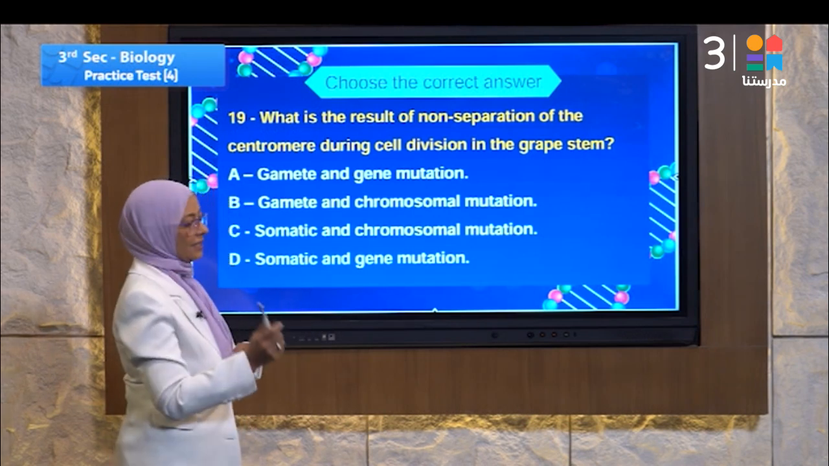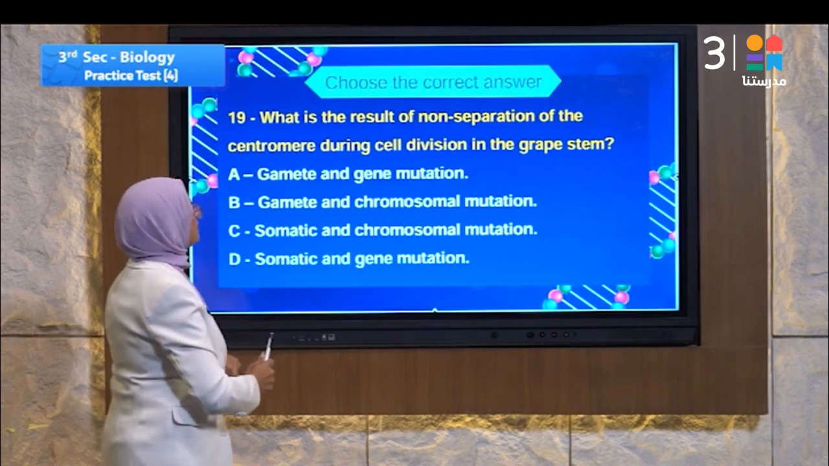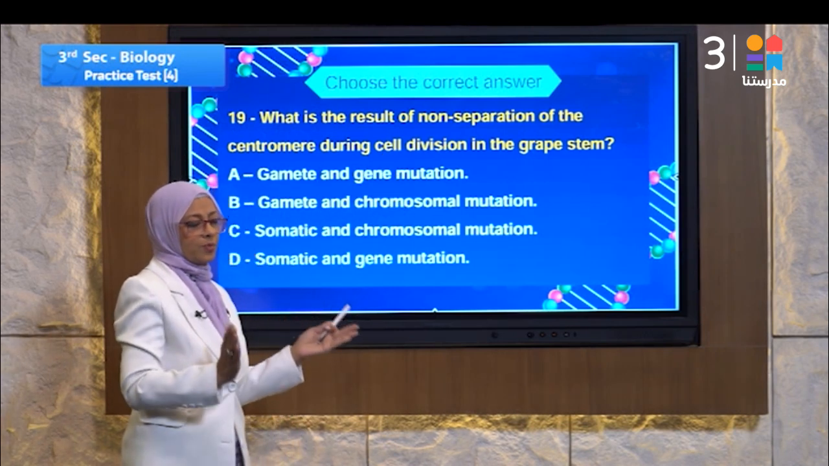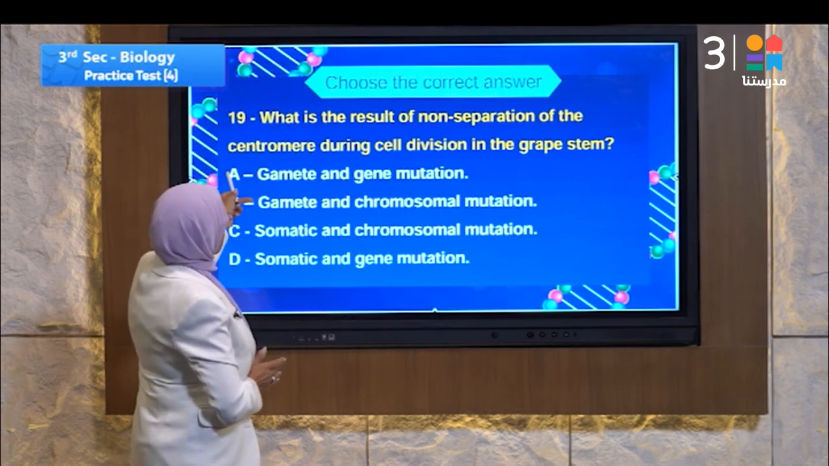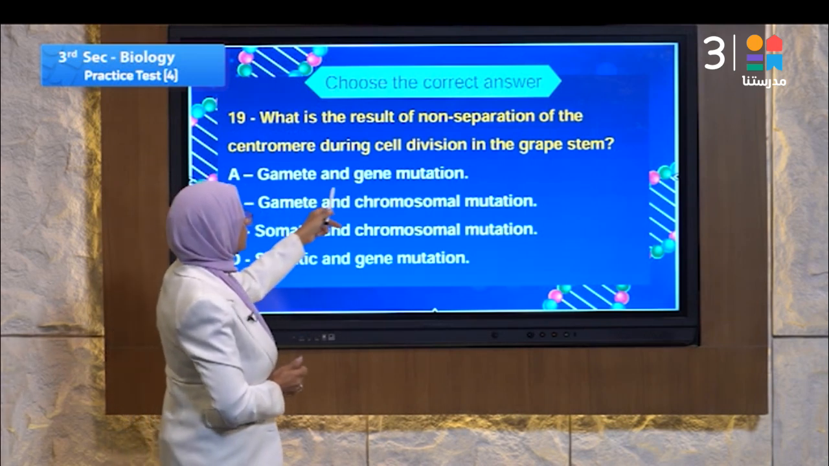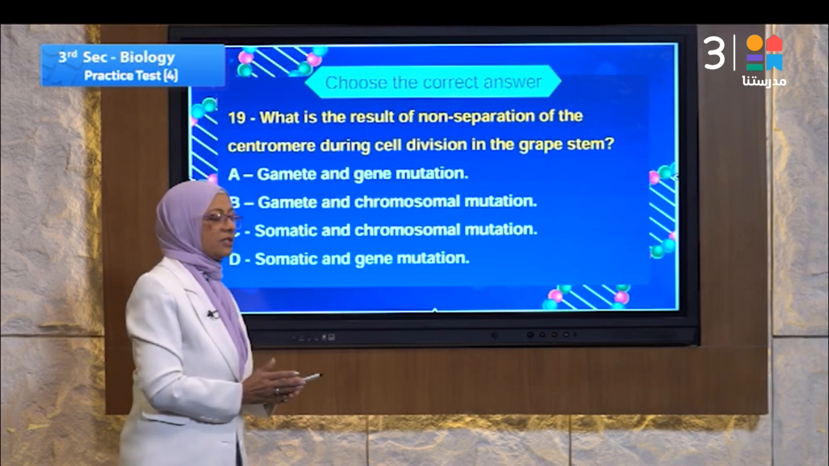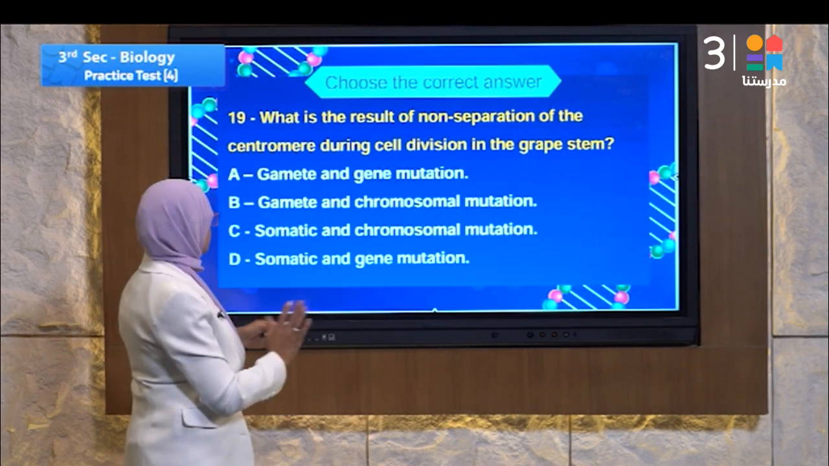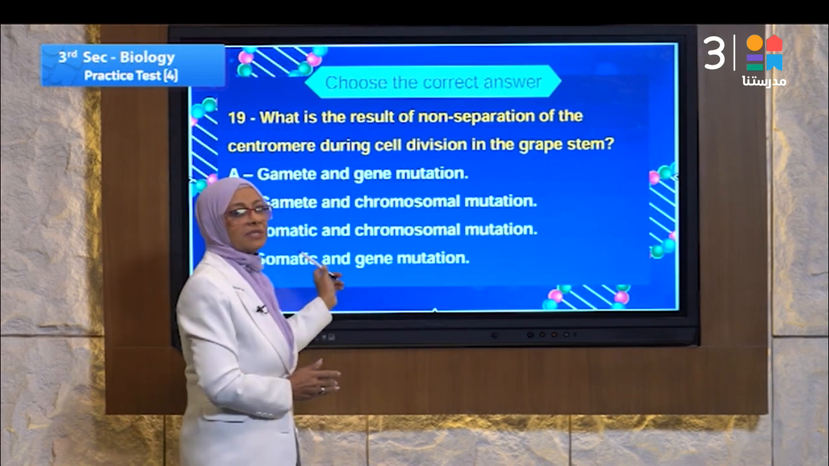So we read the question again and then the choices. What is the result of non-separation? The centrosome is not separated into two parts, no chromatids are formed. Centromere during cell division in the graph stem. Number A, gamete and gene mutation. Gametes are not here. Gametes are not made in mitotic division. Gamete and chromosomal mutation, no, it's not. Gametes are not found here.